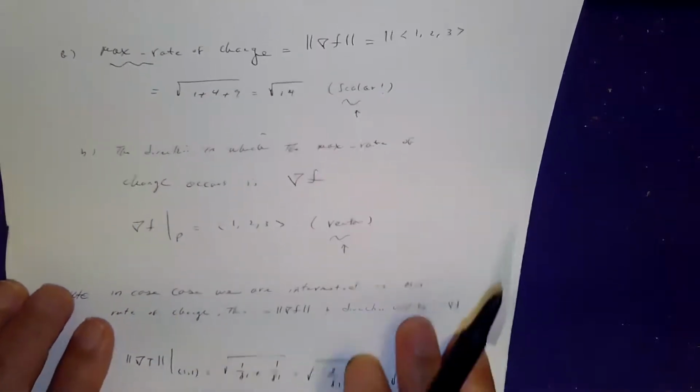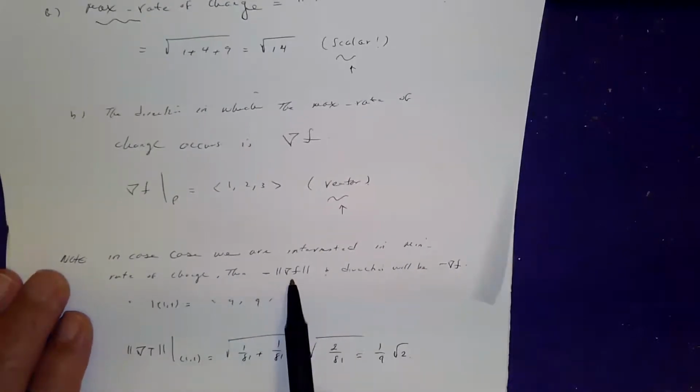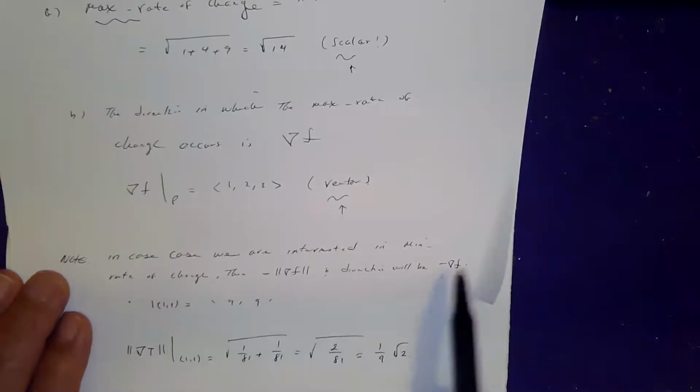So as I said, in case we are interested in the minimum rate of change, take the negative of the magnitude, and the direction will be the negative of what? The gradient vector.